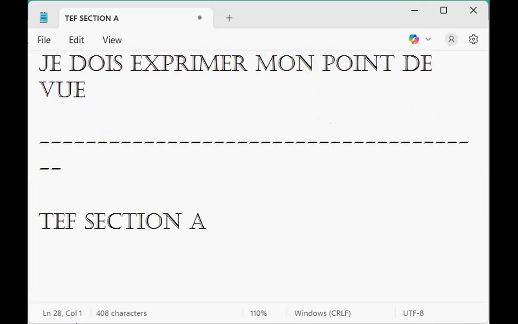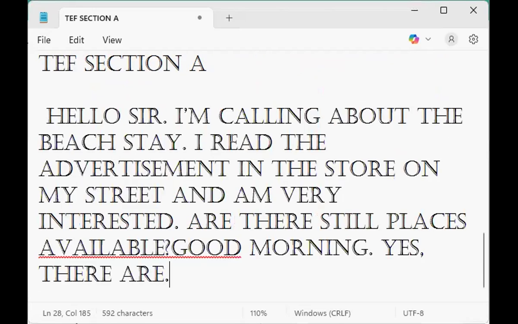Now, what is Section A? In your TEF Section A, what is the opening of Section A? The opening of Section A is this. Hello, sir, I'm calling about the, now, for example, there's a topic of beach stay. You know what TEF Section A is? You will get a topic. For example, there's an advertisement going on for tour packages, and you need to ask some questions.